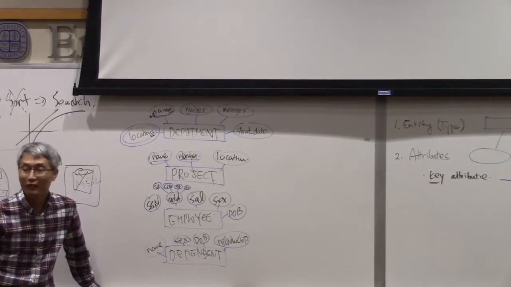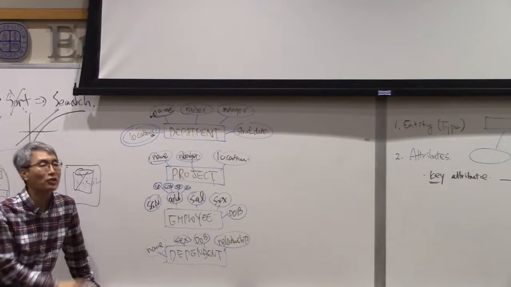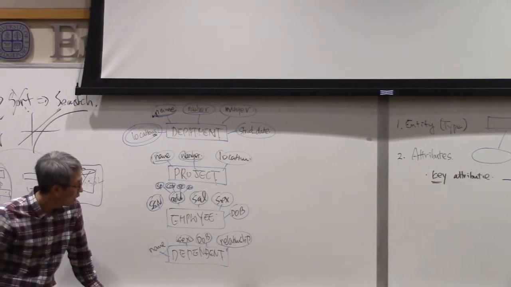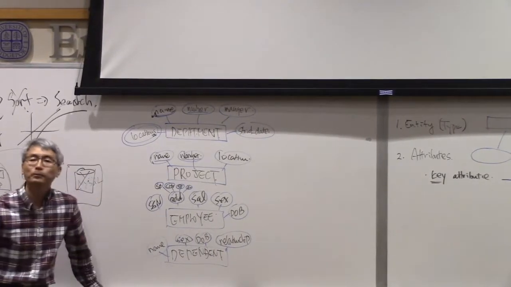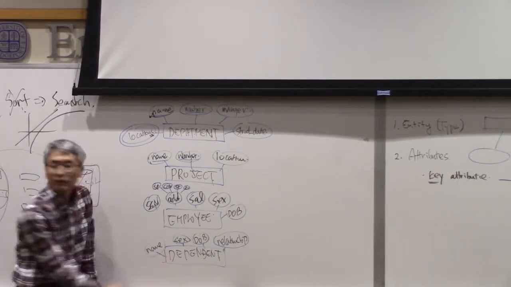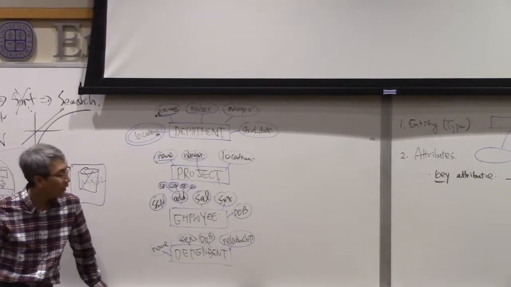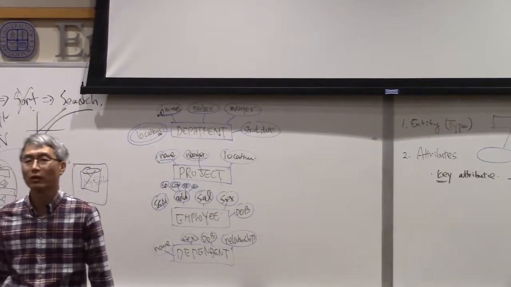Social security number, right? Is unique. Even though it's not mentioned, social security number is definitely unique. What about the dependent? Is there an SSN? There's no SSN information for the dependent.